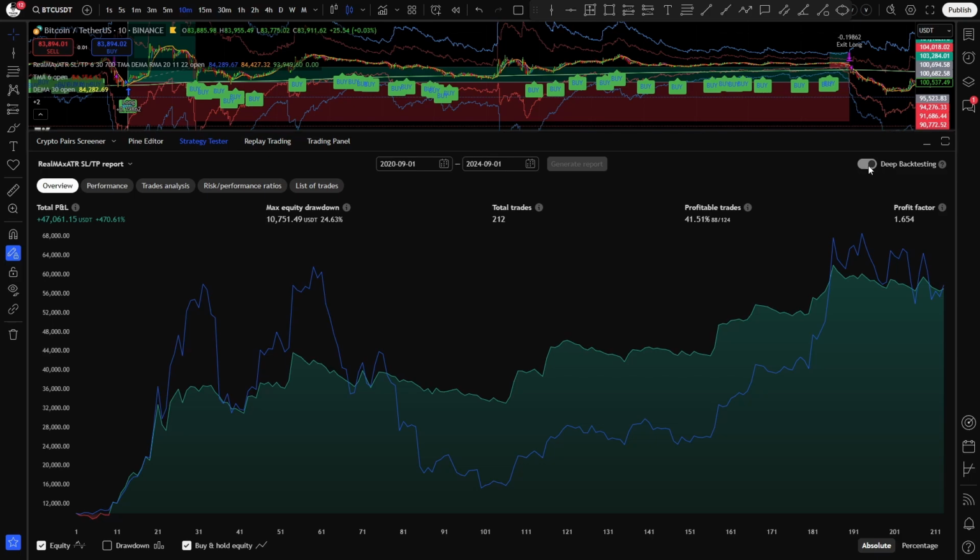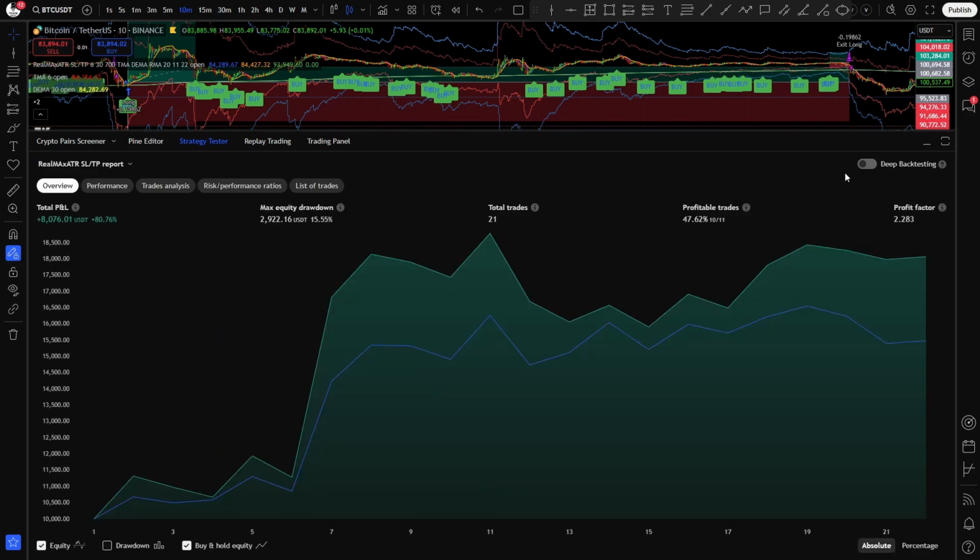Let's see. So I turn off the deep backtesting function and these will be the latest trades. And as you can see, it's still performing quite well. So this strategy might have some potential. Now, I would recommend still monitoring it for a few months, but of course, none of this is financial advice. I am not a financial advisor. Always do your own research.